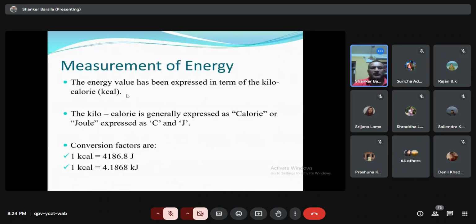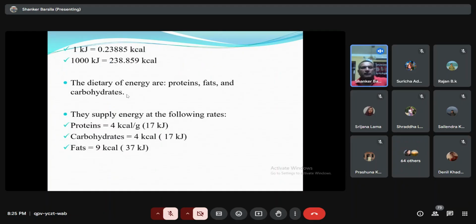So it is a simple process. Energy is measured in kilocalories, calories, or joules. One kilocalorie is about 4.2 kilojoules. Actually, not 4.2, it is 4.186 kilojoules. Okay. The dietary energy sources are proteins, fats, and carbohydrates.